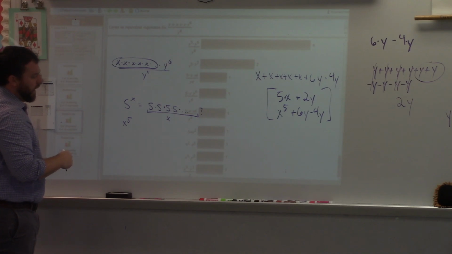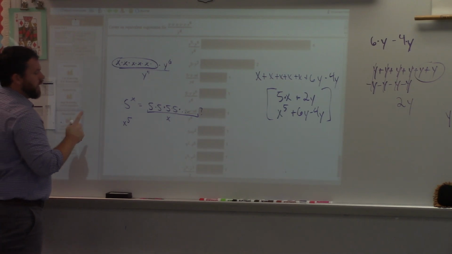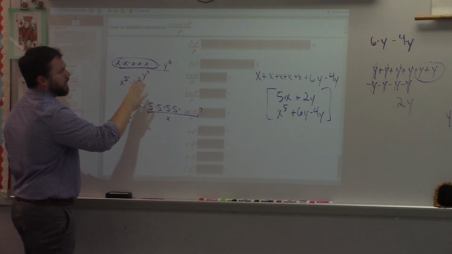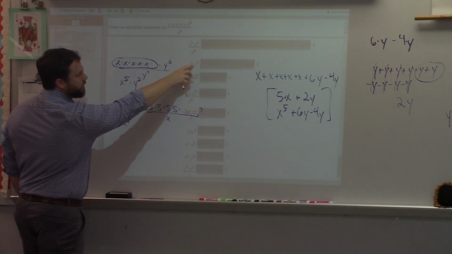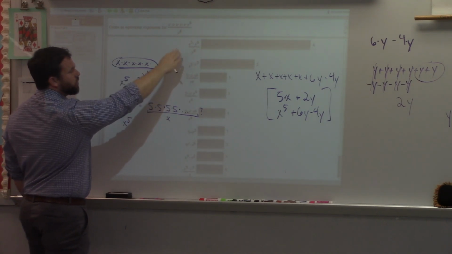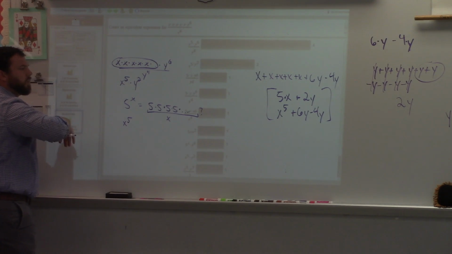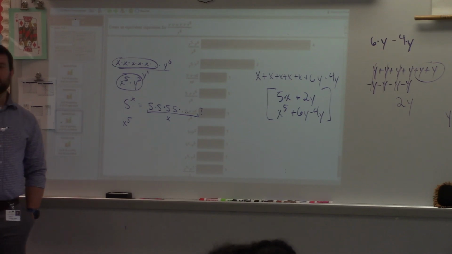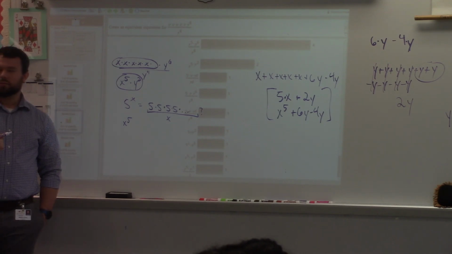Now, I have one person who said x to the 5th times y squared. Anyone else for the, actually I got kind of, that just is a miss, right? Most of us left as y to the 6th divided by y to the 4th. Where does the y squared come from? Because I will agree, that is correct. From the 4 and y to 5.